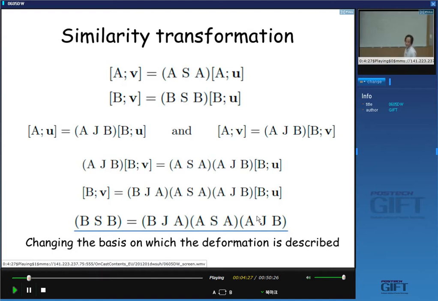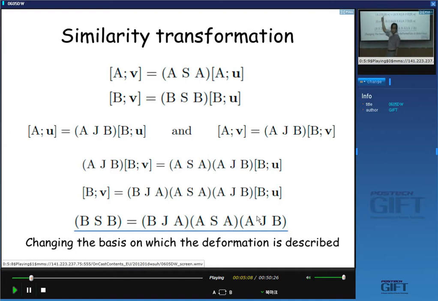So when you put these two relationships into this first formulation, put this on this one and this on this one, then we can obtain this relationship. ASB is AJB and B, and AU is AJBBU, so it is straightforward, right?